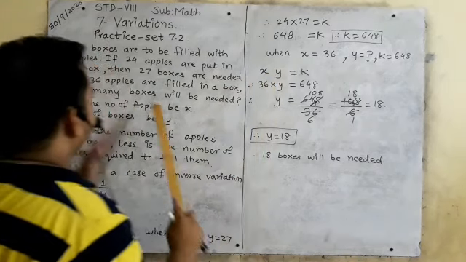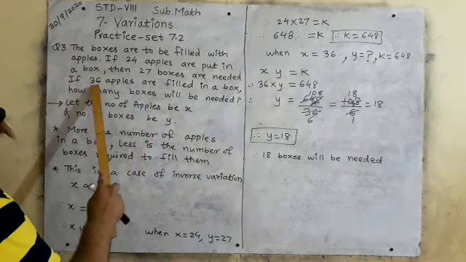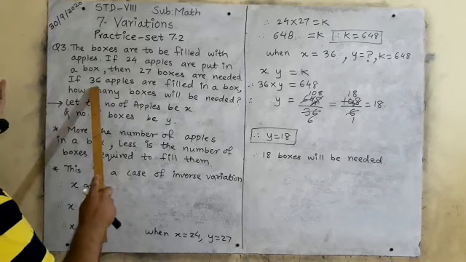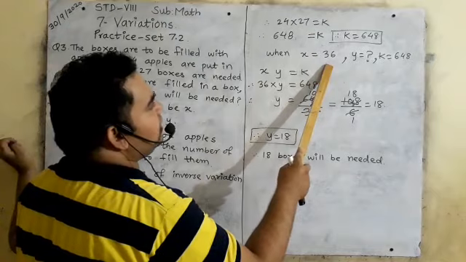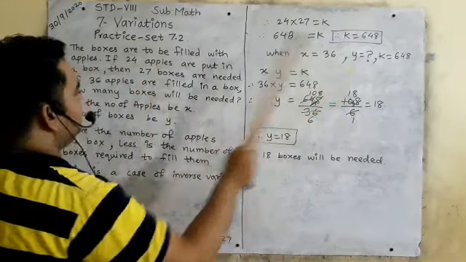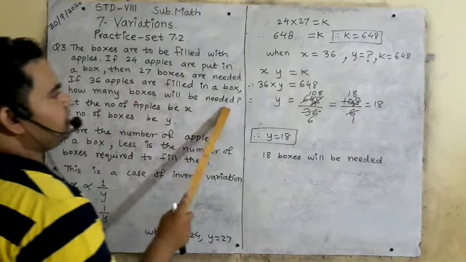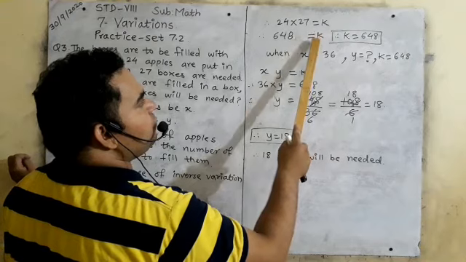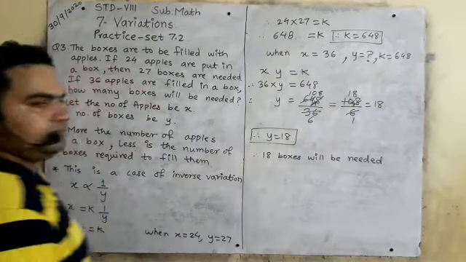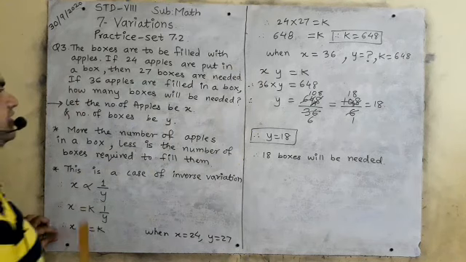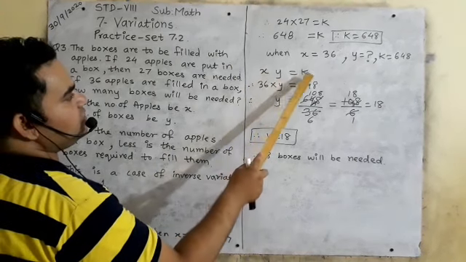Now in the second condition, if you increase the number of apples from 24 to 36, so x is equal to 36. We have to find the number of boxes, that is y. How many boxes will be needed? So y is equal to question mark. But k we found here. K is 648. Okay. Now write the equation: x multiplied by y is equal to k.